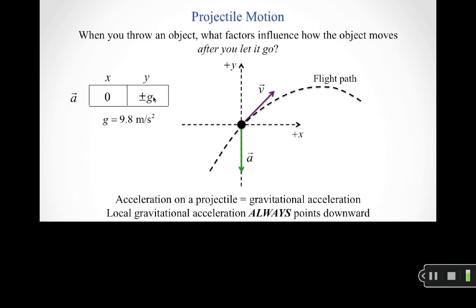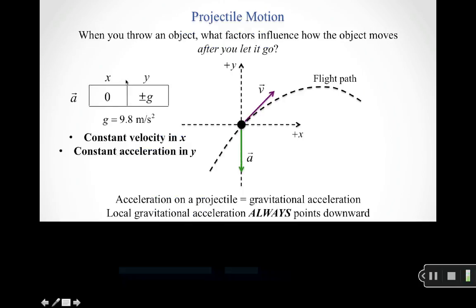But just be aware that, again, g itself is a positively valued number. And the minus sign that we often associate with g is really about your choice of coordinate system.